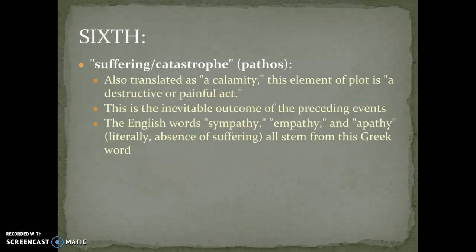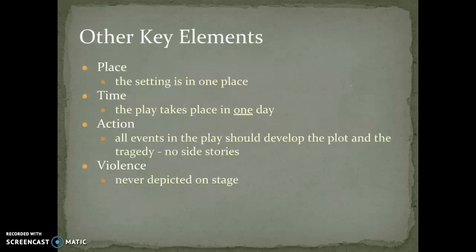The sixth thing is the suffering or catastrophe. This has to do with pathos, so there's a lot of emotion happening in this sixth section. It's also translated as a calamity. This element of plot is a destructive or painful act. In Antigone, it's ultimately the death of Haemon and Antigone. This is the inevitable outcome of those preceding events. The English words sympathy, empathy, and apathy, literally the absence of suffering, all stem from this Greek word, pathos.